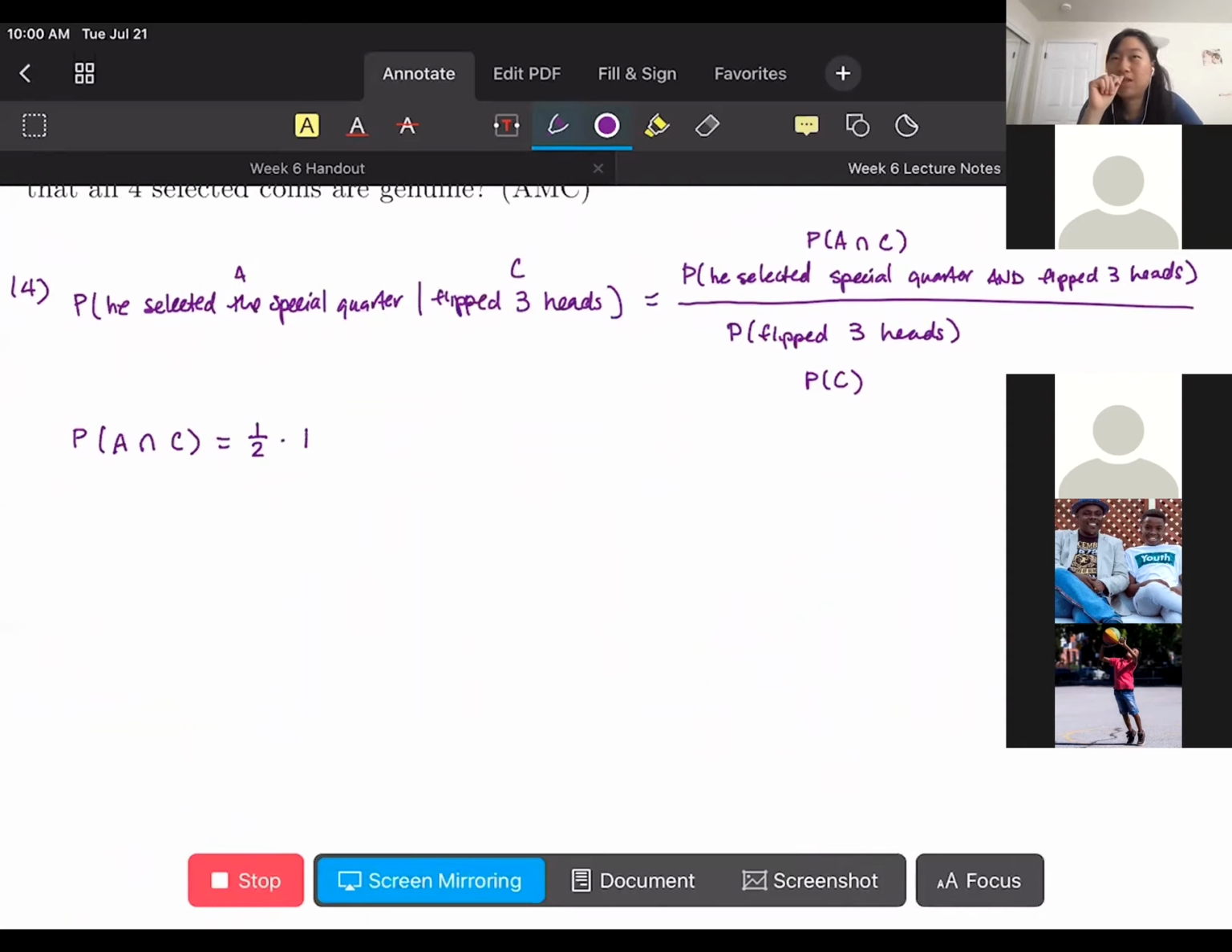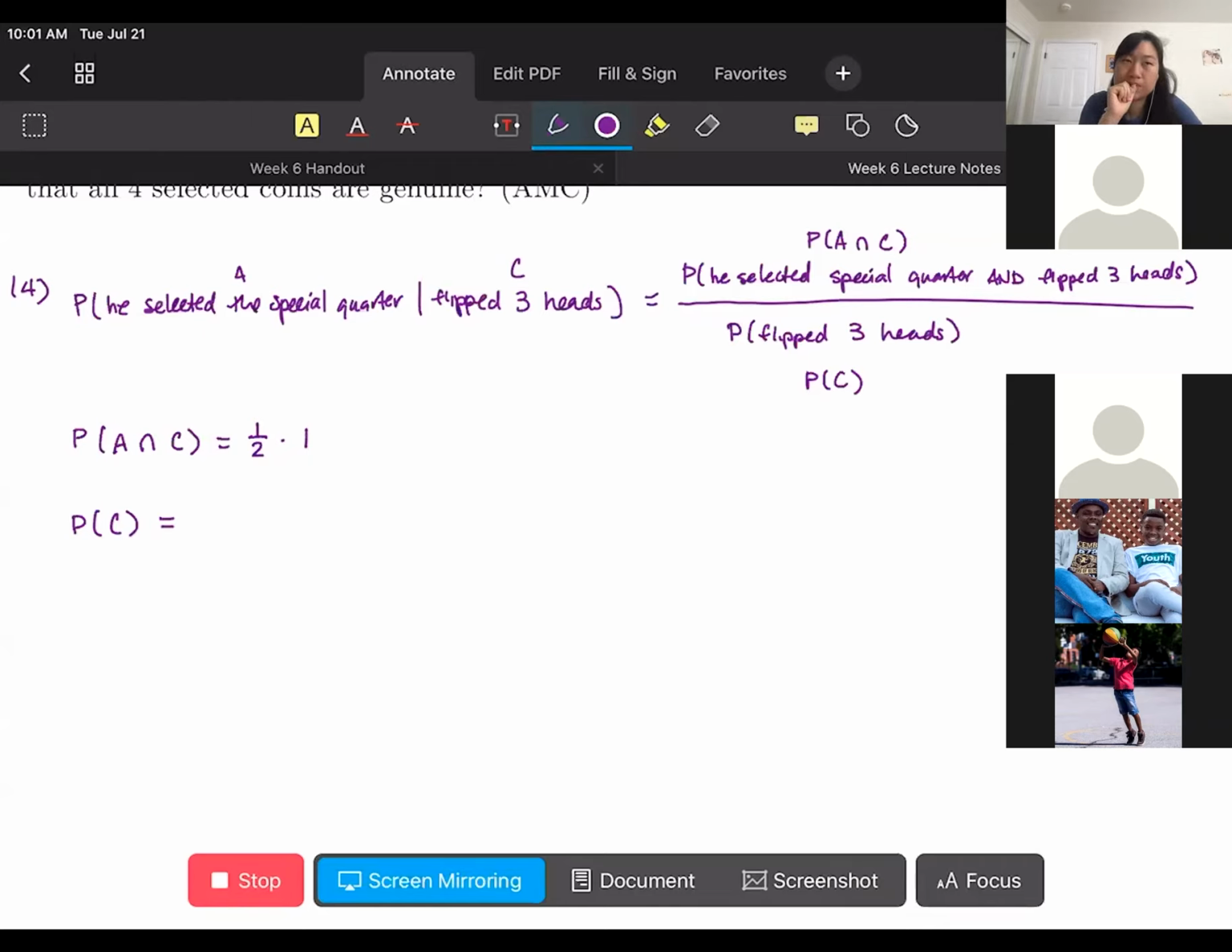So the probability that he selected the special quarter and flips 3 heads with that special quarter is just 1/2. Does that make sense? And the same probability for the other quarter. Oh, yeah. So now let's do the probability that he flips 3 heads overall. So how do we calculate this?